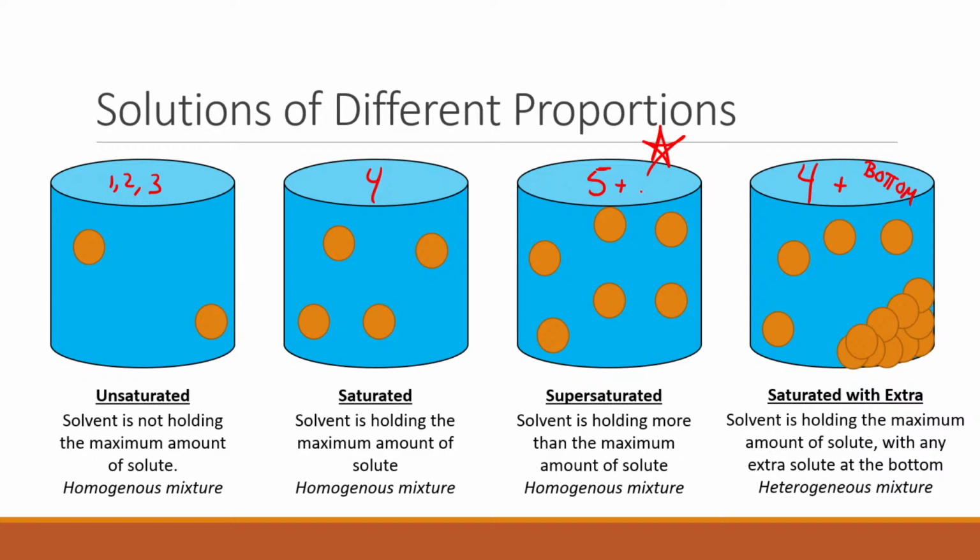But Mr. M, you say, if 4 is the maximum, how is supersaturated holding 6? Supersaturated is a very special, very rare situation. You can get something to be supersaturated, but it takes a lot of patience and a lot of care to get things in just the right conditions for them to dissolve more than the normal. Most of the time, you go straight from saturated to saturated with extra. Right? Normally, if I put a 5th orange ball in here, it'll just sink to the bottom and not dissolve.